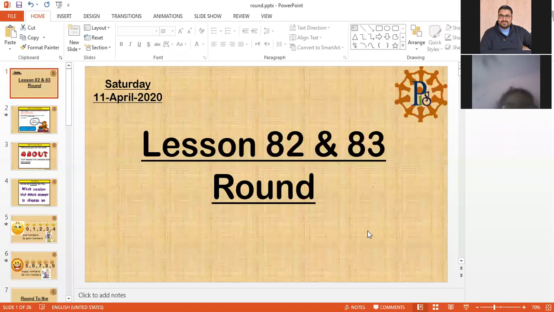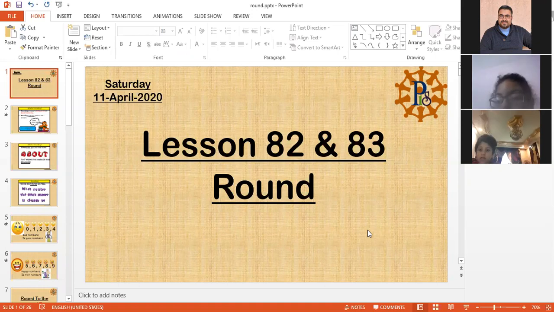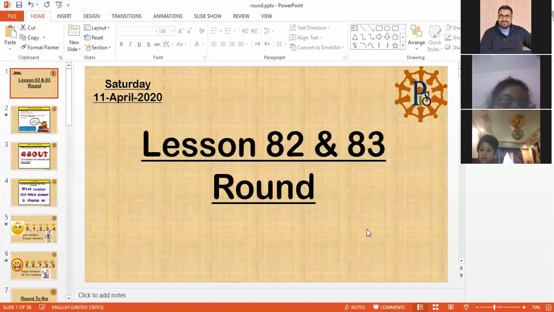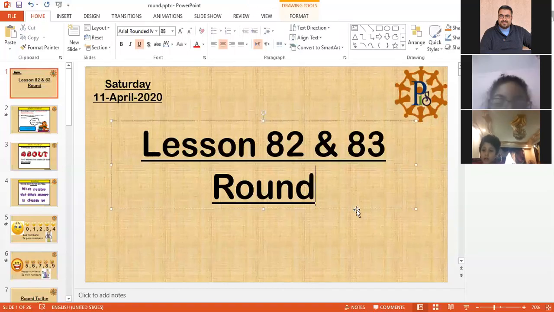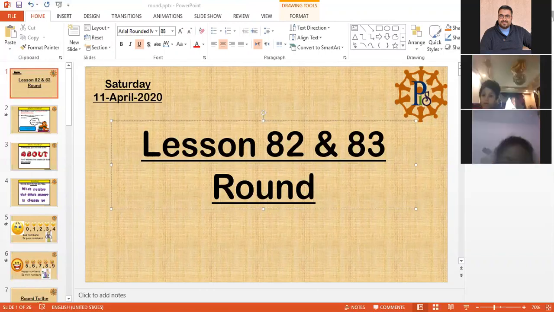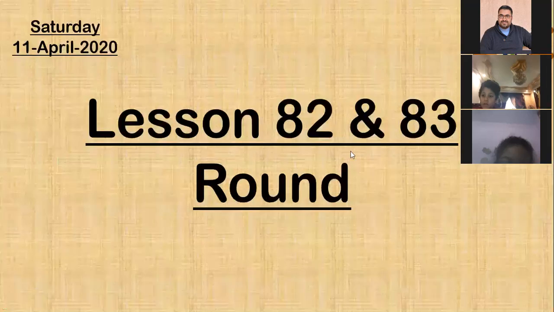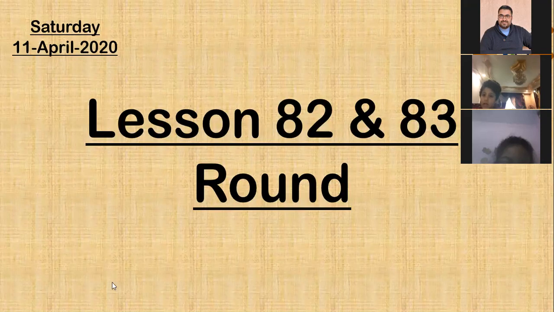Okay, good morning, everybody. Today we are going to talk about lesson 82 and lesson 83. Both of these lessons are talking about something called round. As usual, in each session, we will see the vocab in this lesson. The vocab in this lesson is only one word. This word is called round.